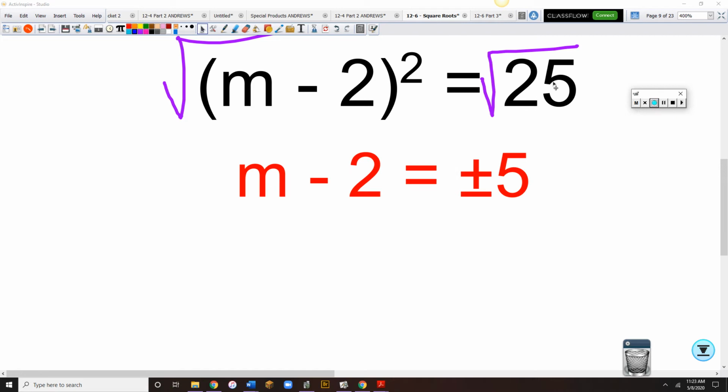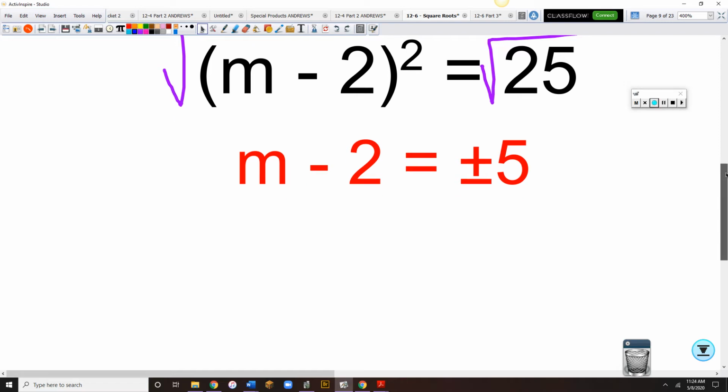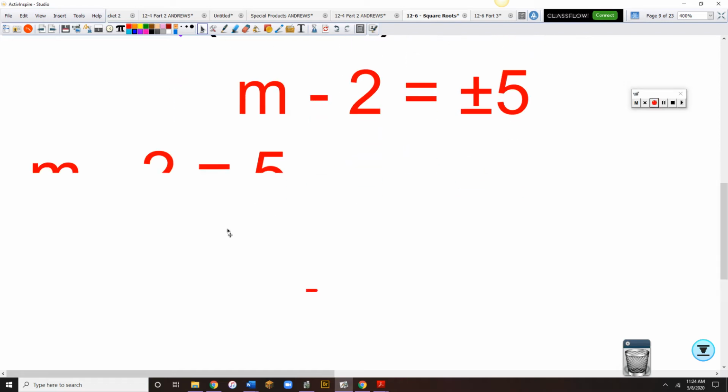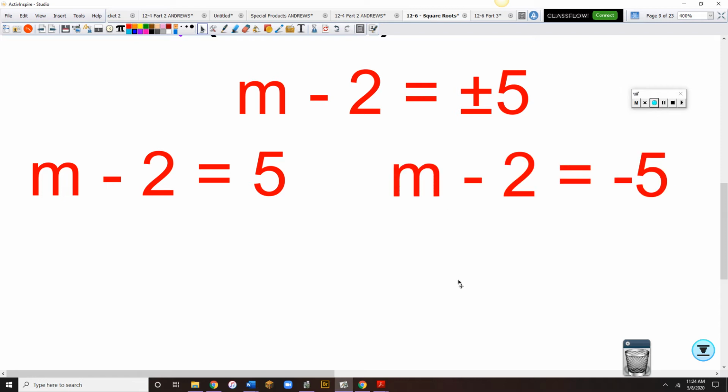If I take the square root of both sides, I have m minus 2 on the left-hand side because the square root cancels out the exponent of 2. The square root of 25 is both positive 5 and negative 5. So we have to use the positive and the negative root. We have to set up an equation where m minus 2 equals the positive 5, and we have to set up an equation where the m minus 2 equals the negative 5. And then we will solve each of these.